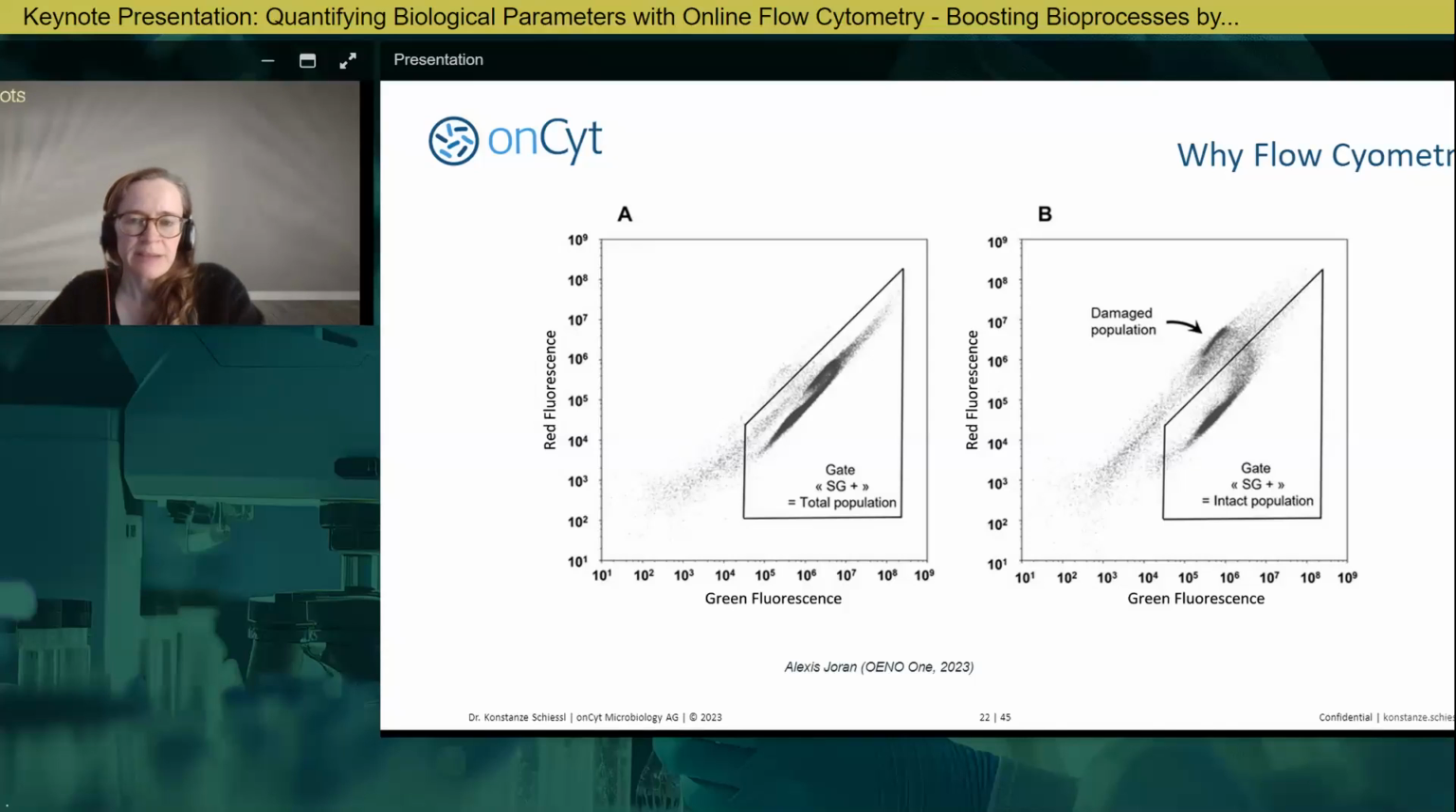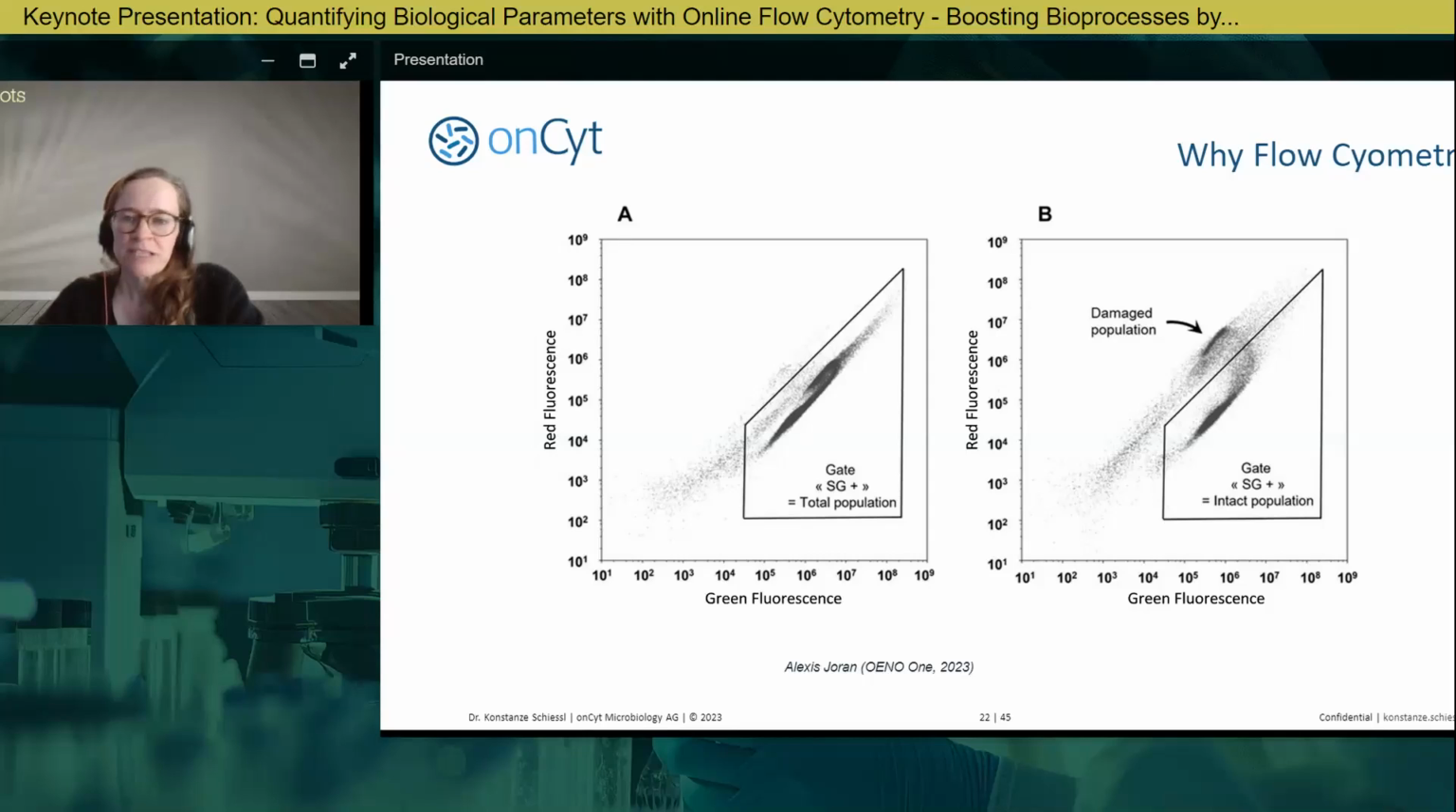Then we take the same sample and stain it with a mix of SYBR Green and PI. What now happens is that the damaged cells take up the PI and increase in red fluorescence, which means they shift up on this plot. Please note that the red is on the y-axis, so they will increase in red. At the same time, they will also decrease a little bit in green because SYBR Green and PI compete for the binding sites. This means you can now nicely see a separation of the damaged from the intact population.